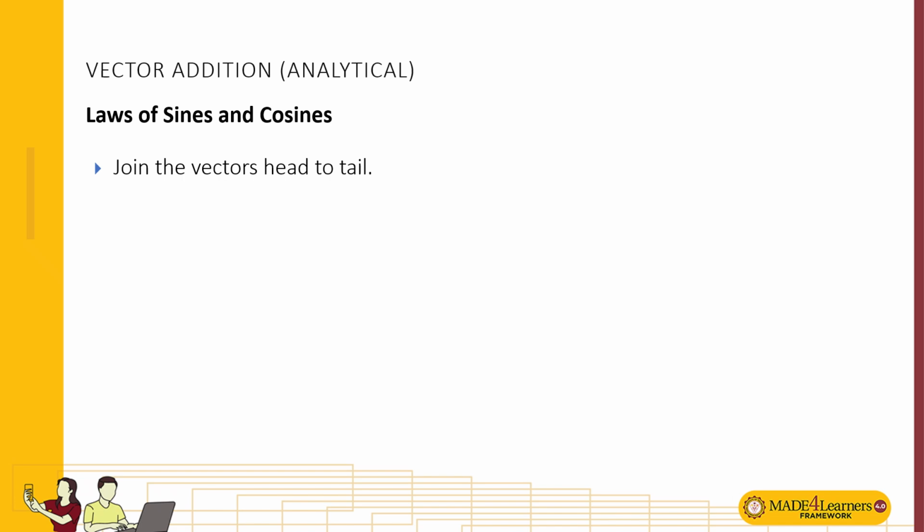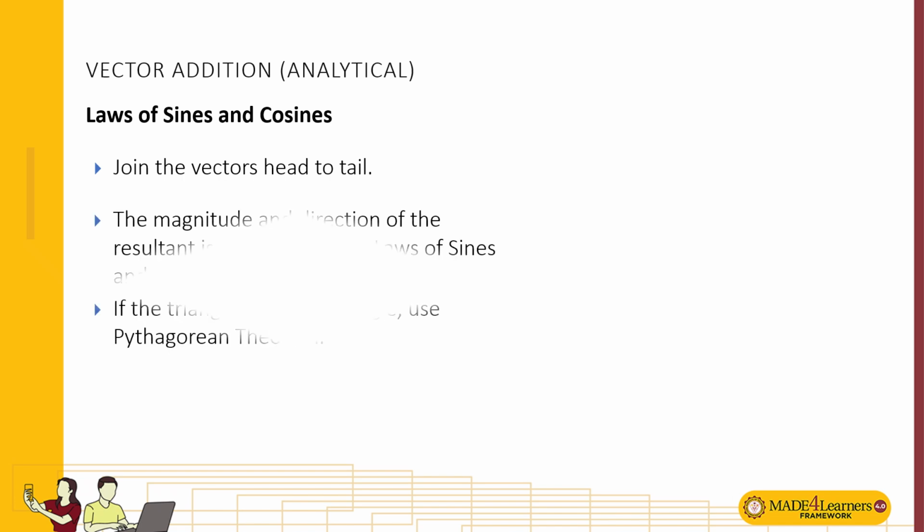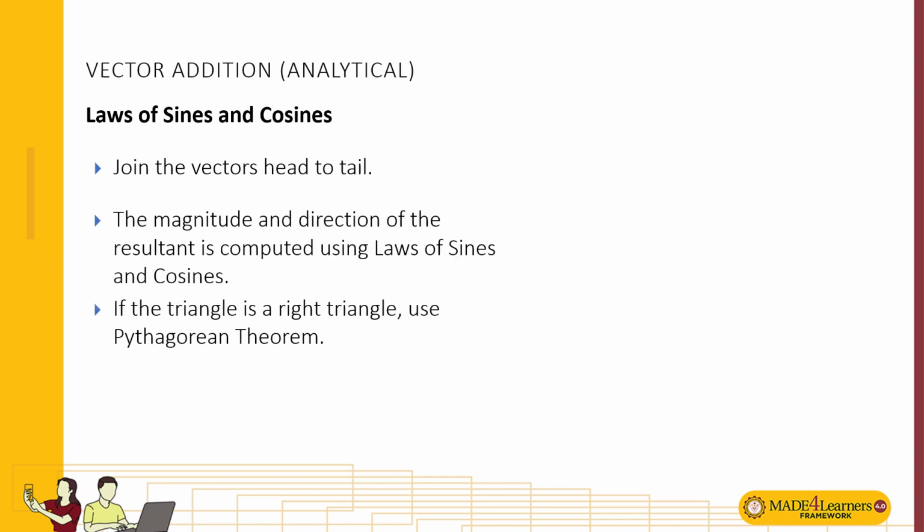All right. So you need to form a polygon for this one so that you can use the law of sines and cosines. And if the triangle forms a right angle, then use the Pythagorean theorem. You can use the laws of sines and cosines, but you'll be dealing with many sides and angles. It is automatically simplified into the Pythagorean theorem if one of the angles in your triangle is 90 degrees.